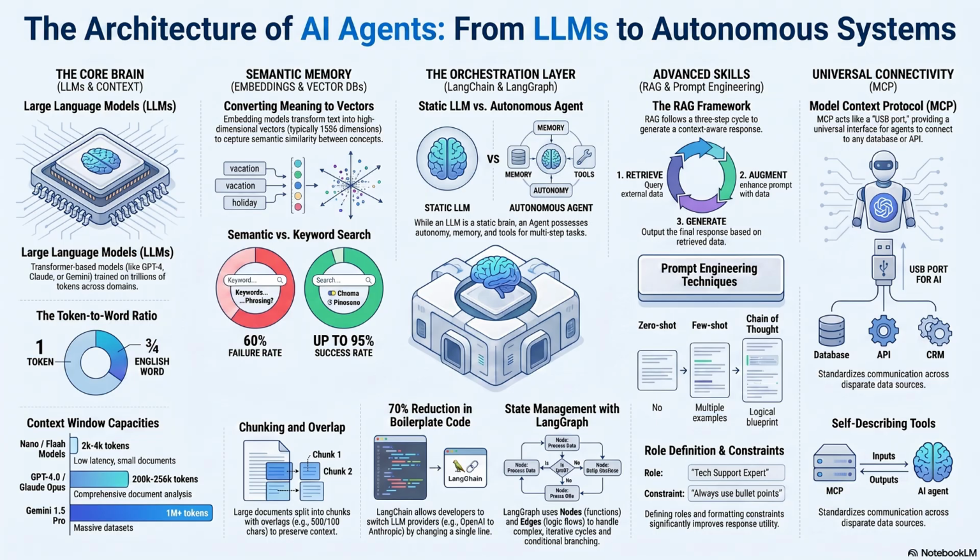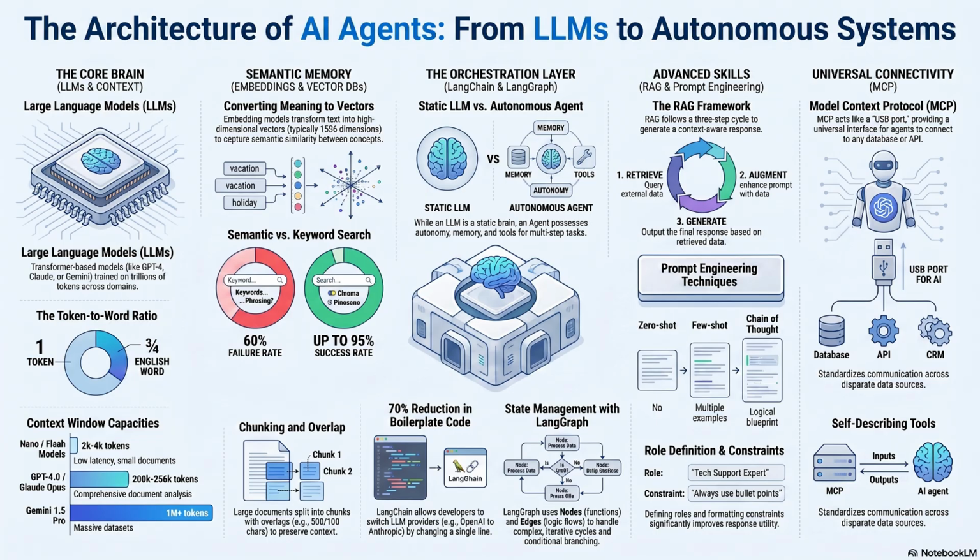For anyone trying to wrap their head around this, what physically is a token? Is it just a word? Not exactly. A token is the fundamental atomic unit of data for an LLM. It's basically a chunk of text. For the English language, a generally accepted rule of thumb is that one token equates to roughly 3/4 of a standard word. 3/4 of a word. So if you have a 1,000-word corporate memo, the AI interprets that as roughly 1,300 tokens.